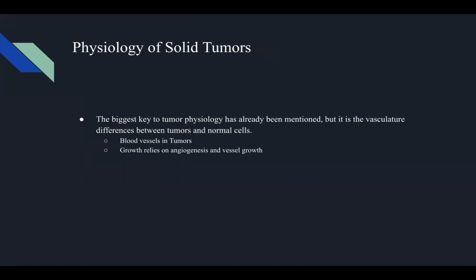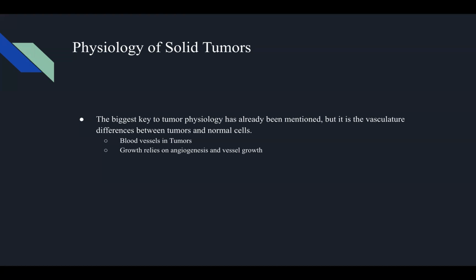Moving on to the physiology of solid tumors, the biggest key is that the vasculature difference between tumor cells and normal cells. In tumors, you can see distended capillaries, leaky walls, and sluggish flow. So you have difference in blood vessels, which can cause problems for cancer treatment when you look at the hypoxia. And then the growth does rely on angiogenesis and vessel growth.